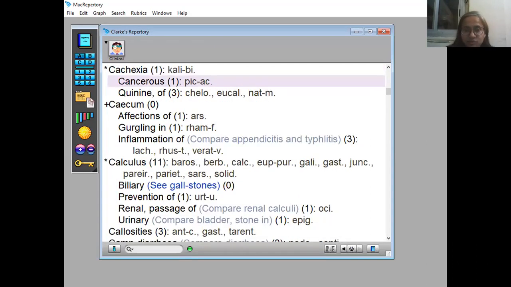Look at this rubric. Cachexia, cancerous. There are so many people who are suffering from cancer and they become very thin. They just lose the whole mass of their body. You can use this rubric. Cachexia, cancerous, and the remedy is Picric acid, which is a great remedy for cancerous affections. Then cachexia of quinine. Again, only 3 remedies.